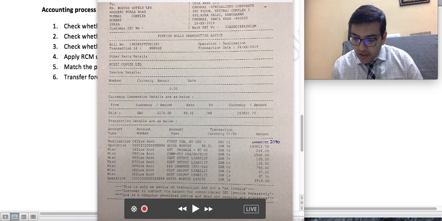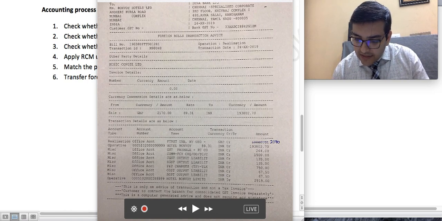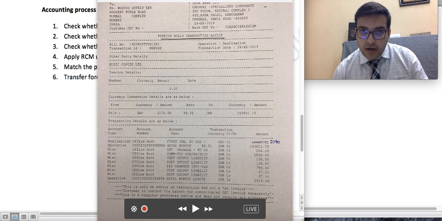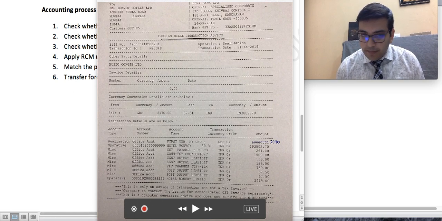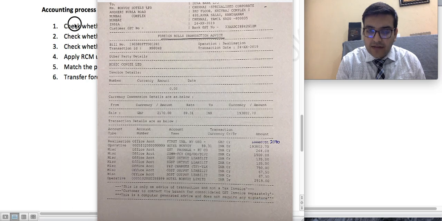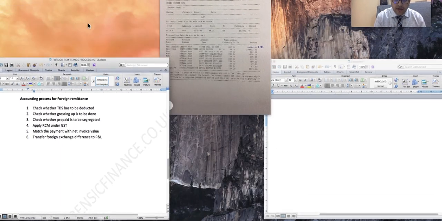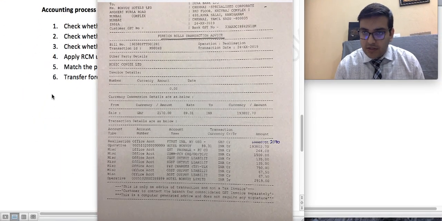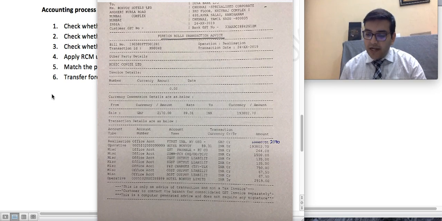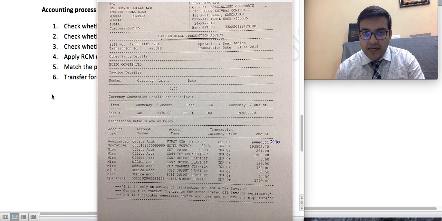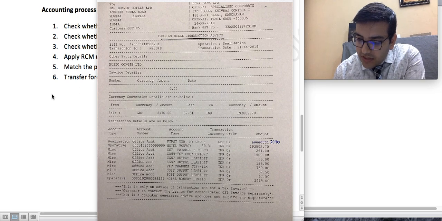Just down. So here you can see that this is a foreign bill transaction advice. This is the advice after making the payment, which banks give us. The bank will send it to us. So this is to Bonvoy Hotels, this is our address.